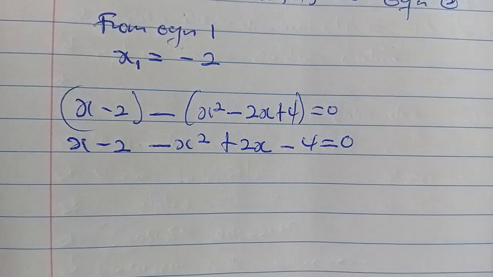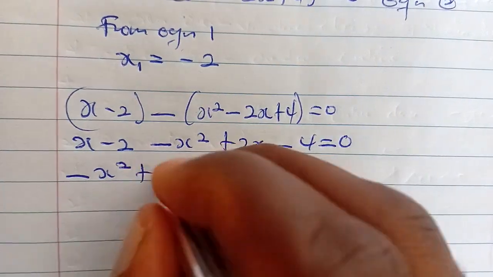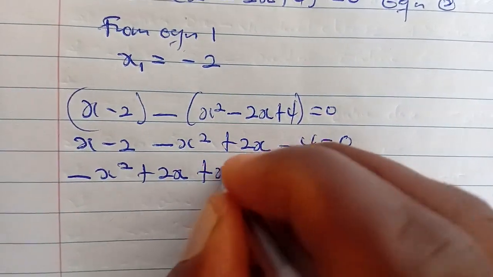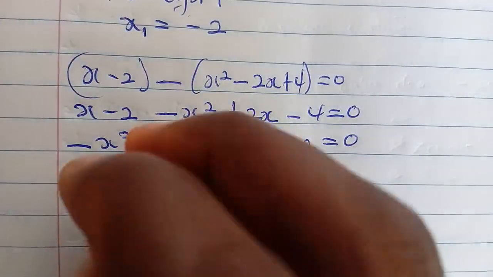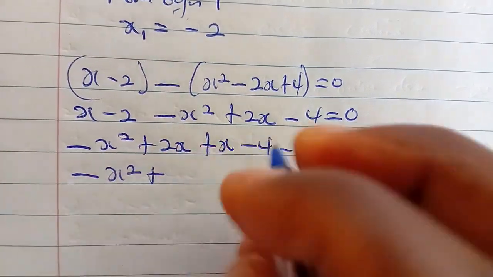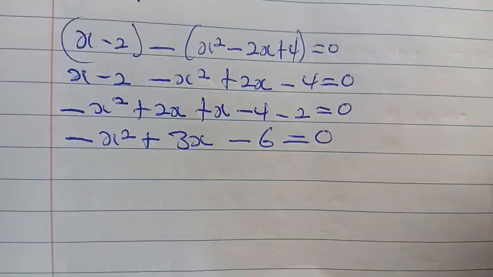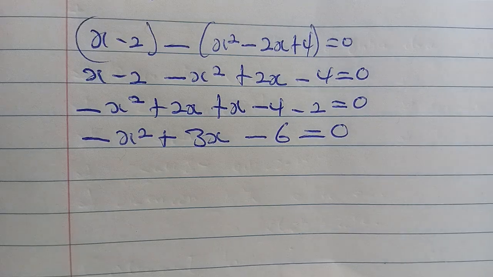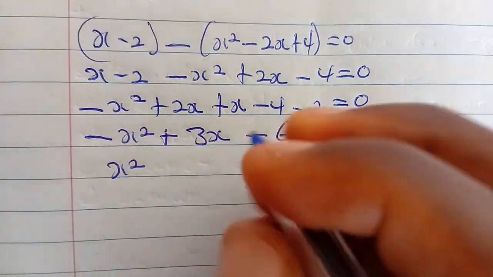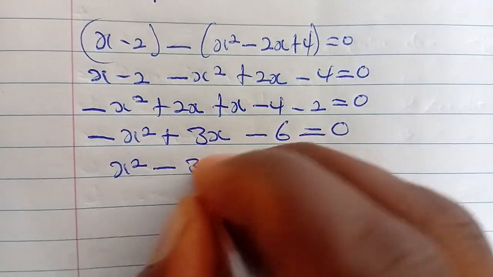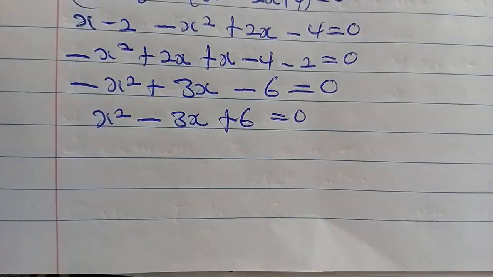So let's group the equation. We are going to have minus x squared plus 2x plus x minus 4 minus 2 is equal to 0. So you're going to have minus x squared plus 3x minus 6 is equal to 0. Now let's put the equation in another form. So you're going to have x squared minus 3x plus 6 is equal to 0. So this is our final equation.